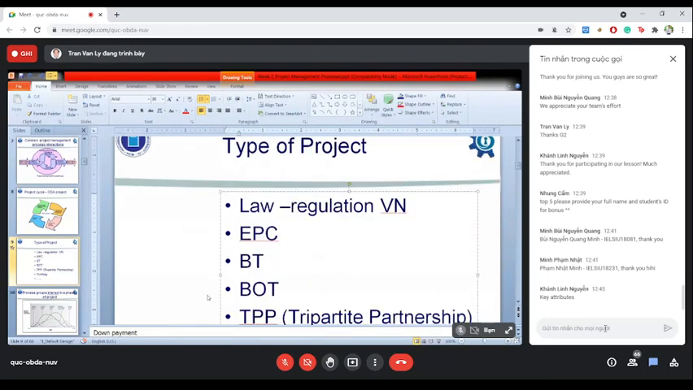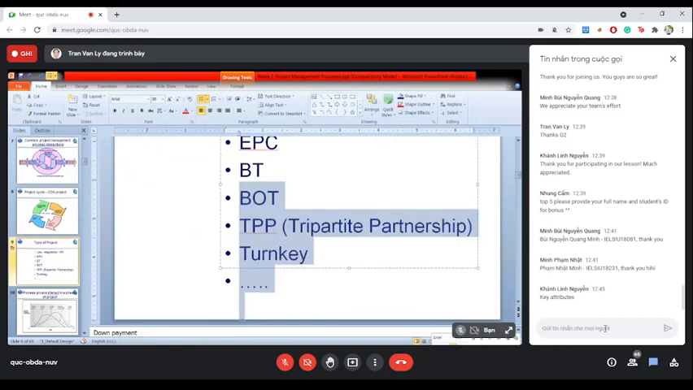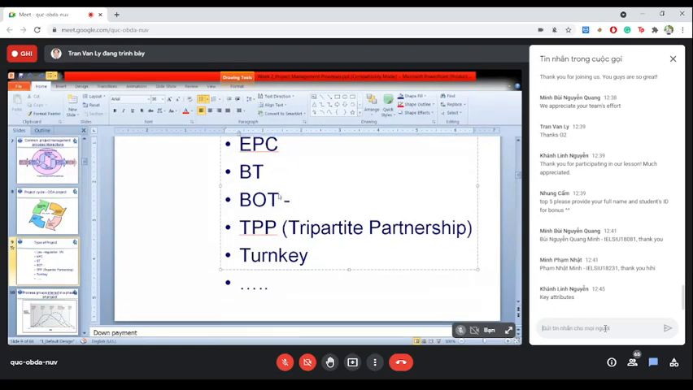Okay, I write down here some examples. BT, you know BT, build and transfer, BOT, you know, for example, a lot of BOT in transportation, for example, the tolls. BOT, they build, they operate, and after that, you transfer a lot of things.